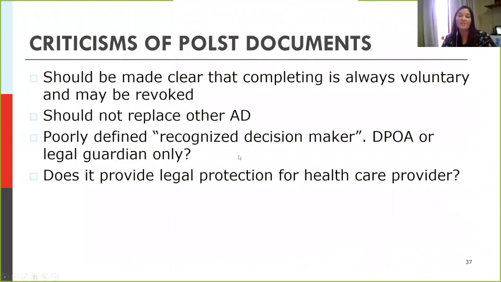Within the POLST document, there's a poorly defined recognized decision maker. Durable power of attorney or legal guardian only, that's not very clearly defined. And here in Missouri, I've learned since living here that there's no legal definition for who constitutes next of kin. In Texas, there was a legal definition for the order of that. So I think that's another reason why advanced directives are so important, but it is one of the criticisms of POLST documents. And then, does it provide legal protection for a healthcare provider to follow an order that comes in? That's been unclear.